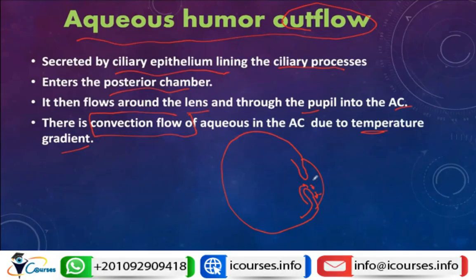Okay, the aqueous away from the iris will be cold, so it will be cold here and here and here and here. So this will lead to a circulation of the aqueous from above to below. Let's see this in the video.